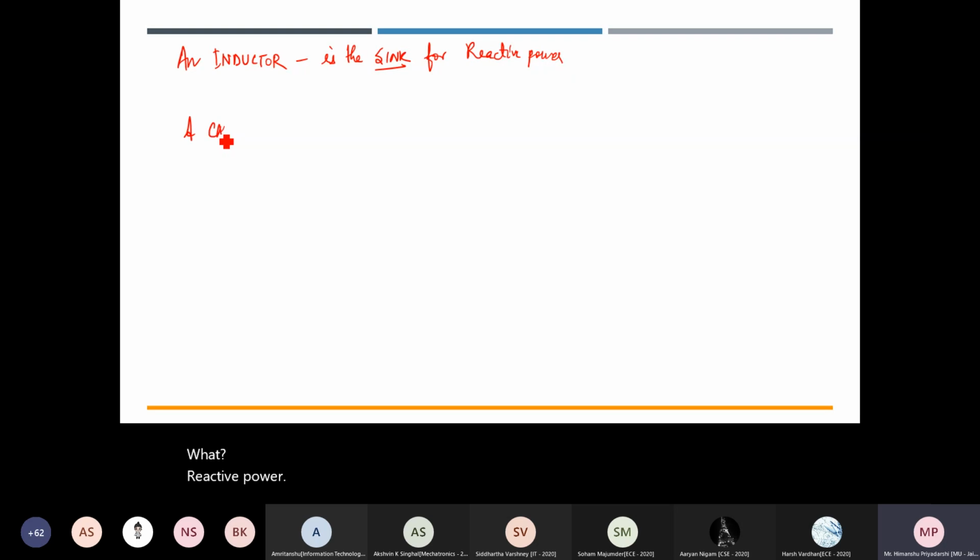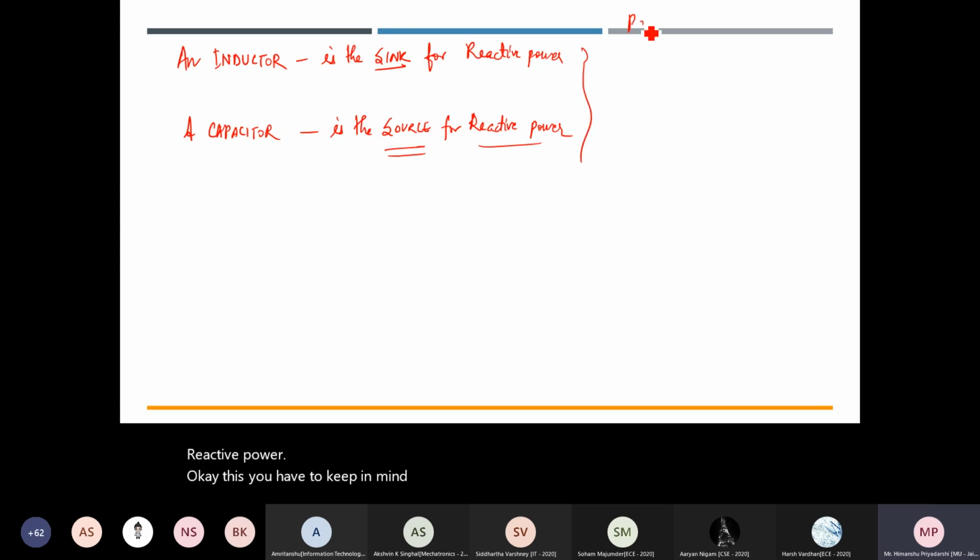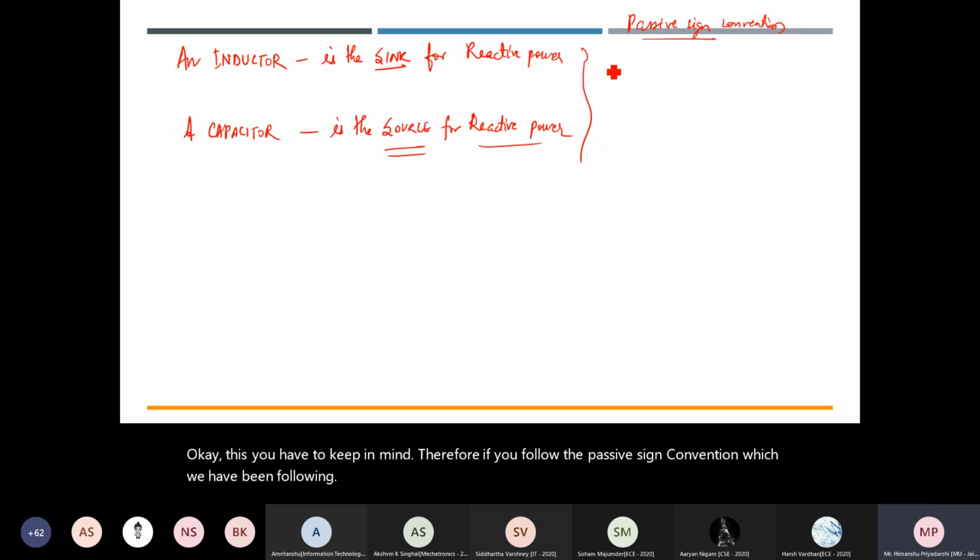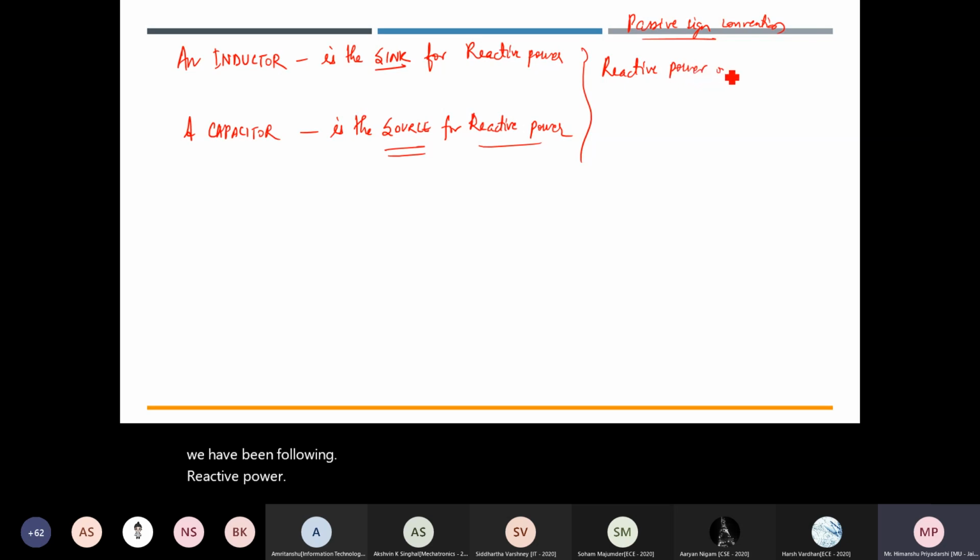A capacitor is the source for reactive power. Okay, this you have to keep in mind. Therefore, if you follow the passive sign convention, which we have been following, reactive power or Q is positive for inductive load and Q is negative for capacitive load.